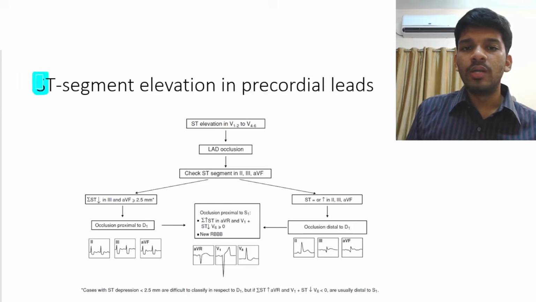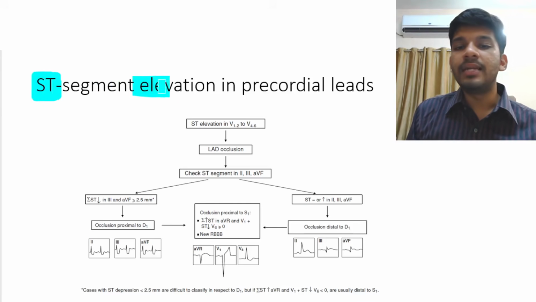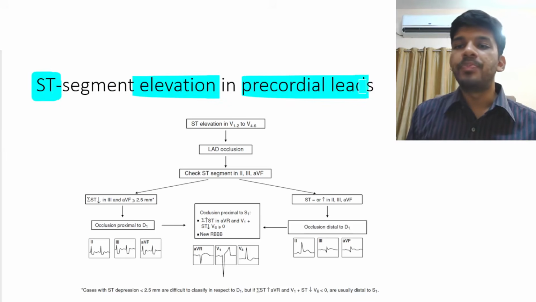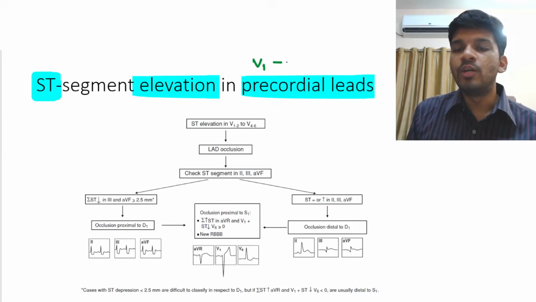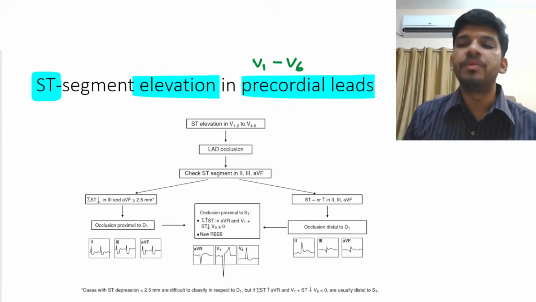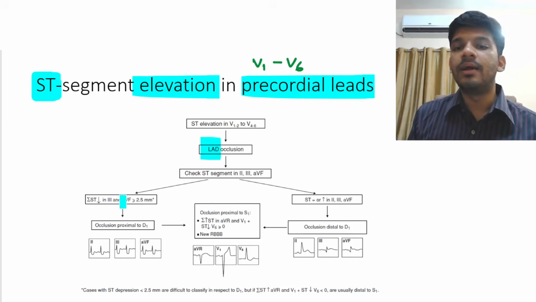So first thing that you will look at is whether there are ST segment elevations in the precordial leads. So precordial leads means if there are ST segment elevations from V1 to V6, anywhere. It can be from V1 to V4, it can be from V2 to V3, something like that, V2 to V4. Then you have to think about occlusions of the left anterior descending artery.